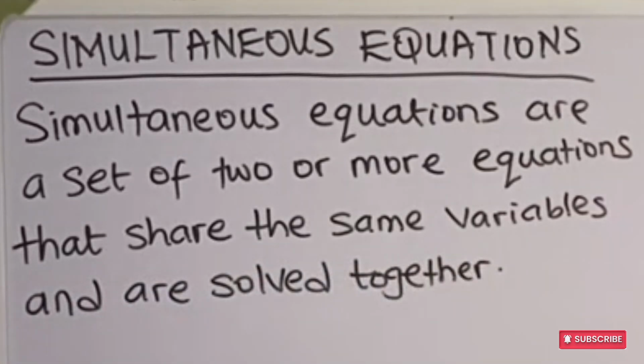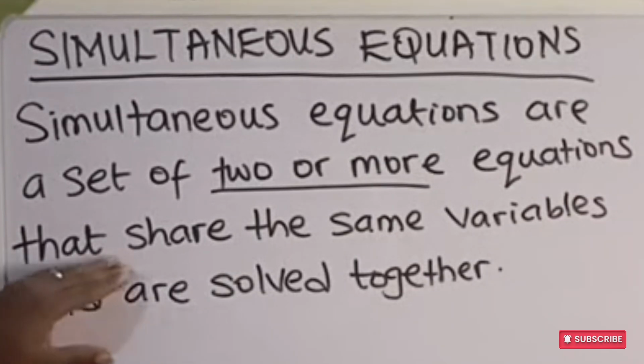Okay. So simultaneous equations are a set of two or more equations that share the same variables and are solved together. So first thing is two or more equations. So one equation cannot be called a simultaneous equation. It must be two equations or more than two equations.